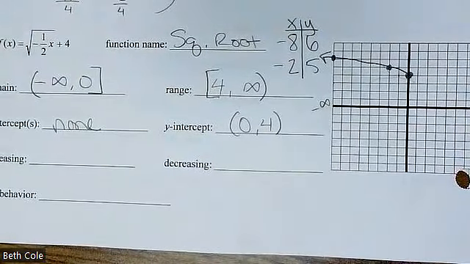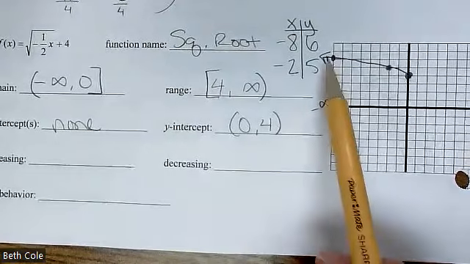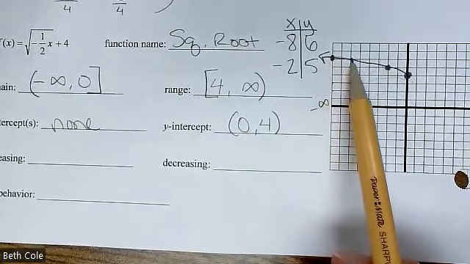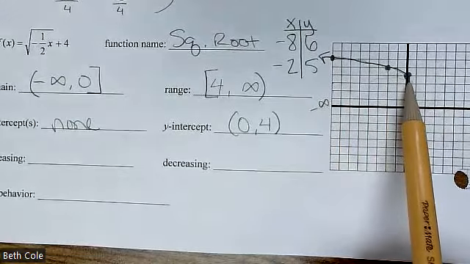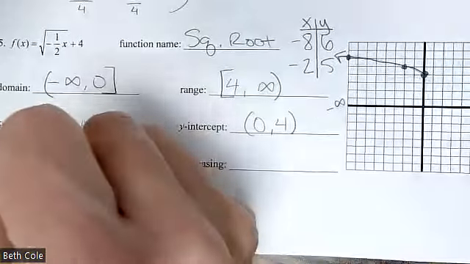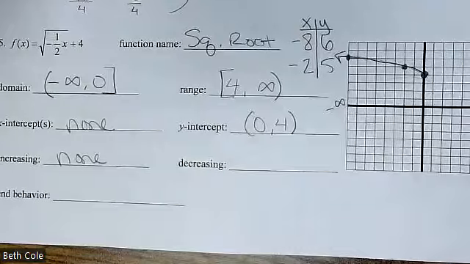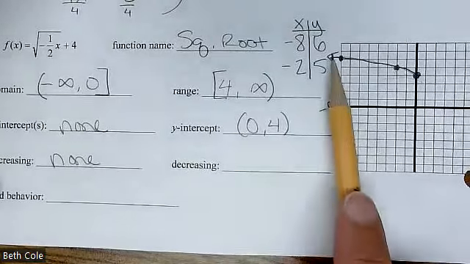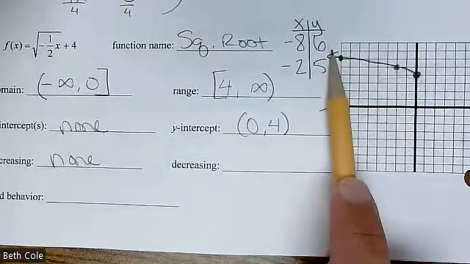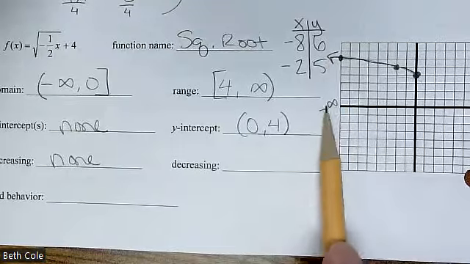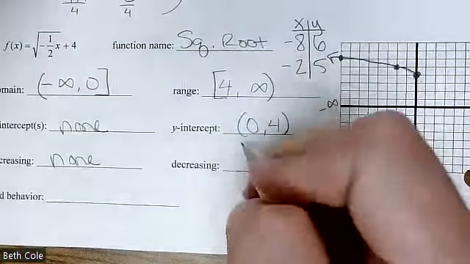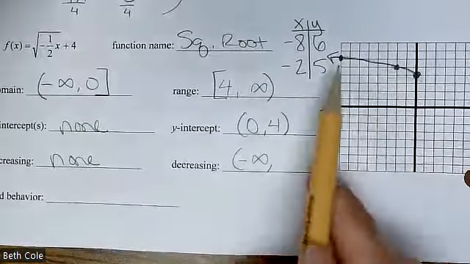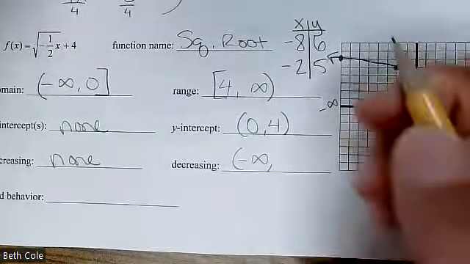Increasing, decreasing. You have to read left to right. Watch me point to it. As I start over here, what is the graph doing? Going up or going down? Yeah. Decreasing. Is it ever increasing? No. So increasing, you can say none. And we decrease from where to where? Well, all the way on the left means negative infinity. So we decrease from negative infinity until 0.